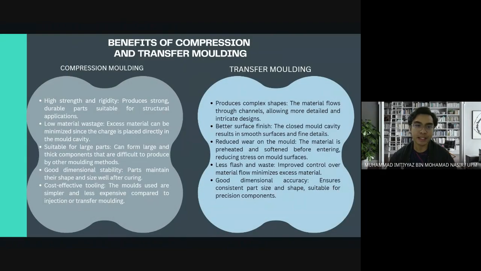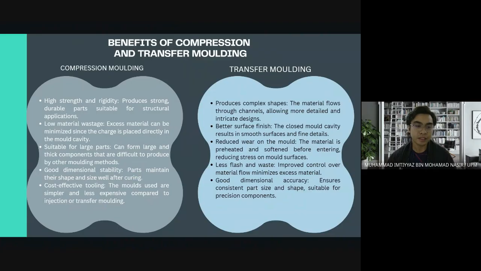Okay, so I will tell a little bit of the benefits of compression and transfer molding. For compression molding, it produces strong and durable parts, which is suitable for structural applications, and also it has low material waste, where we use most of the material. Next, it's suitable for large parts, where we can form large and thick components that are difficult to produce. And we get good dimensional stability, where the parts maintain their shape and size well after curing.